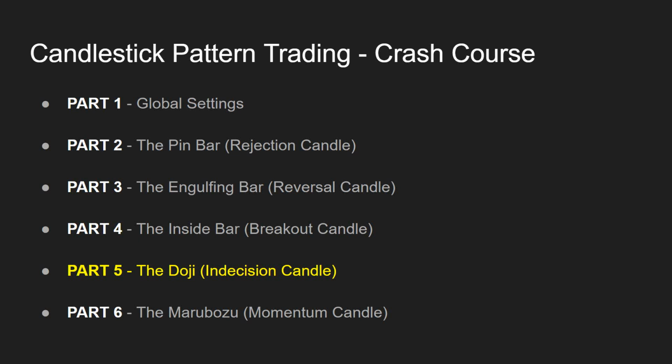And we've gone through the pin bar, which is the rejection candle, the engulfing bar, which is the reversal dual candlestick pattern, the inside bar, which is a breakout candlestick pattern, again a two bar candlestick pattern, and then we've got the doji, which is a one candlestick pattern, and it's classified as the indecision candle because when this type of candle forms, there is indecision in the market.